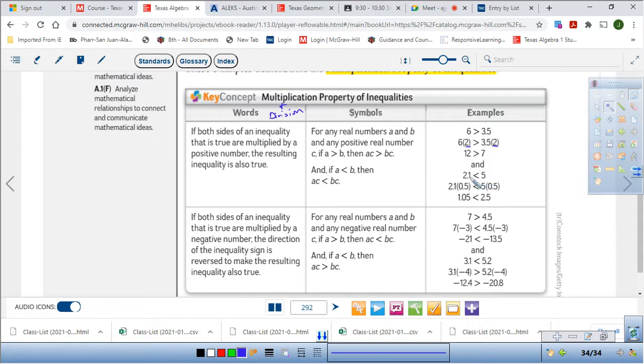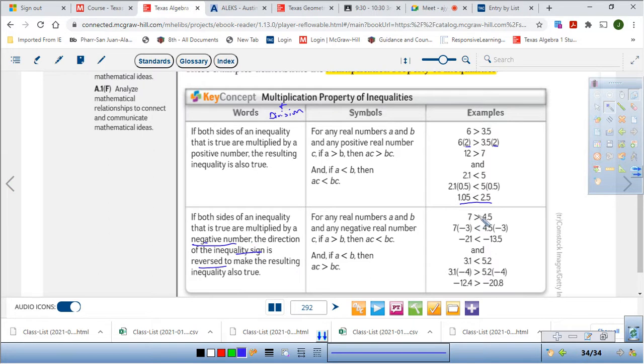Here's another example. 5 is greater than this one. If I multiply by whatever number, as long as it's the same, the resulting thing is true, so you leave it like that. Now, if you multiply both sides by a negative number, the direction of the inequality sign is reversed. You have to reverse it, guys. You have to. Because otherwise it becomes a wrong statement.